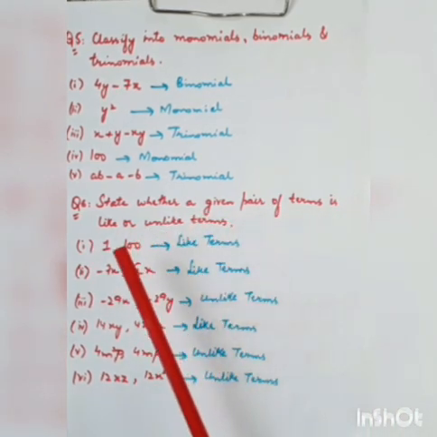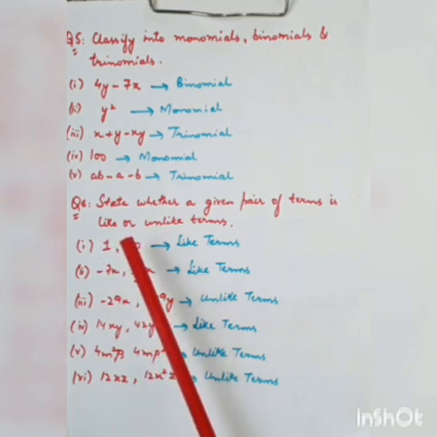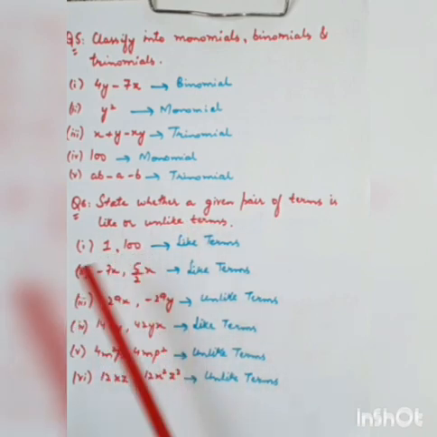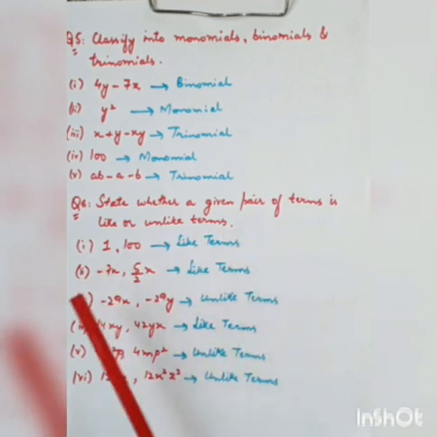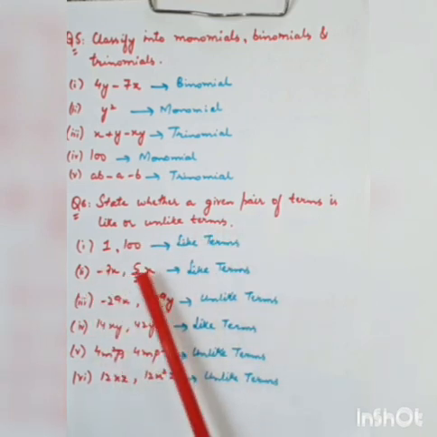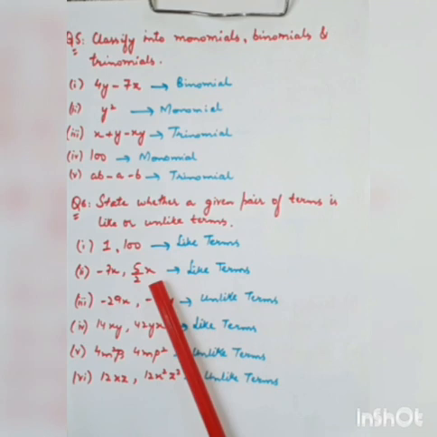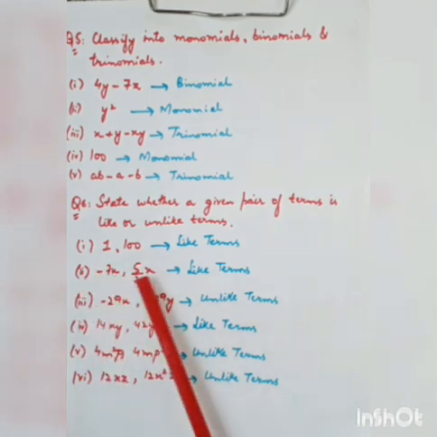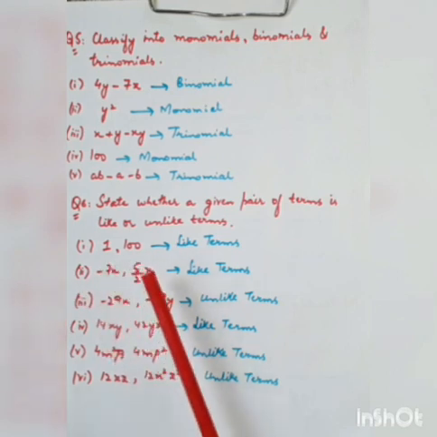So a pair of terms is given and we have to say whether the pair of terms are like or unlike. So first is 1 comma 100. This is a constant term, this is also a constant term, so both of these are like terms. Then minus 7x and 5 by 2x. This term is having x, this term is also having x. So the algebraic factors are same, so these are also like terms.